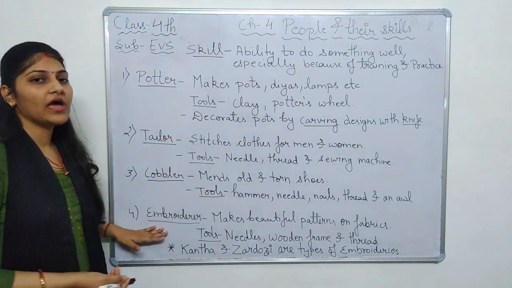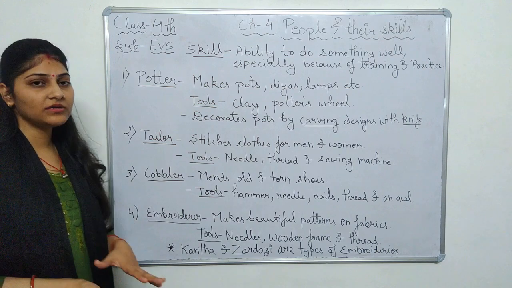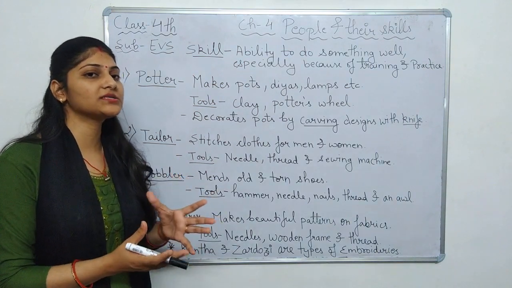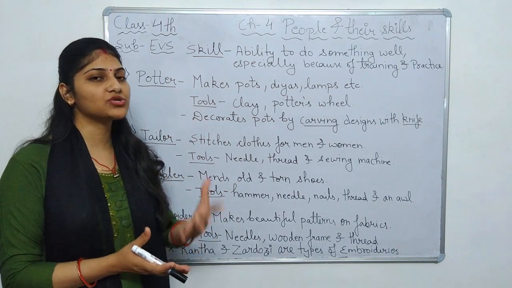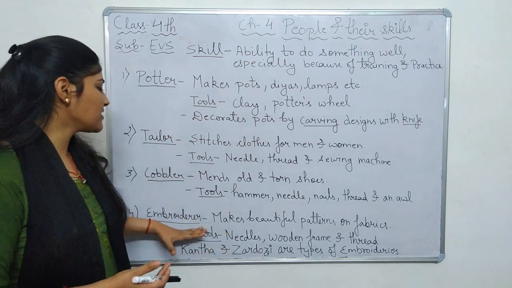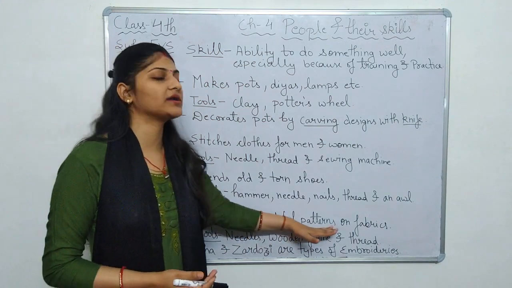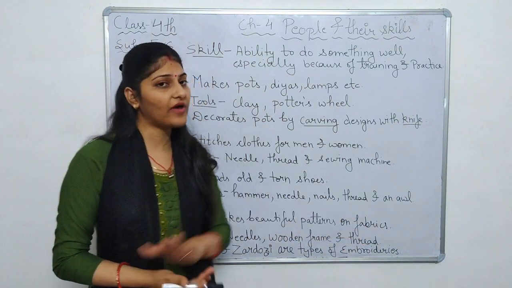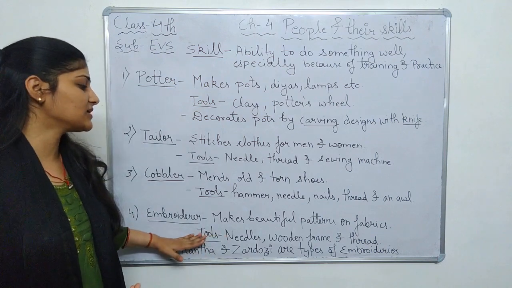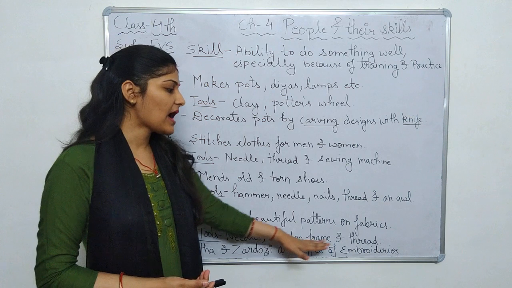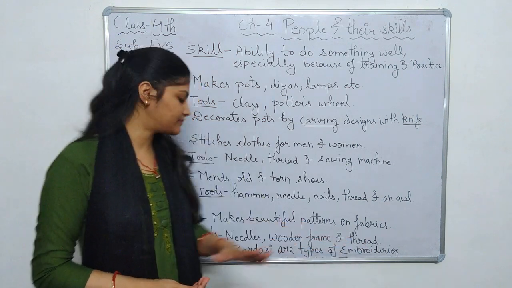Now next is embroidery. Whatever patterns the embroiderer draws on the fabric is known as embroidery. So the main function here, the role he plays, is to make beautiful patterns on different kinds of fabrics. Now the tools he requires are needles, wooden frame and different colored thread.